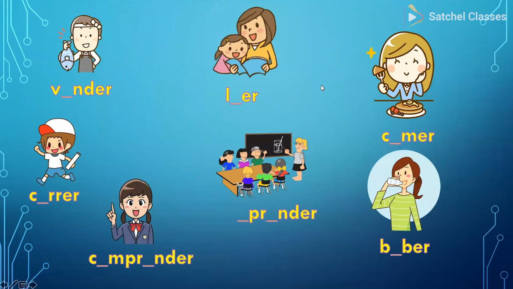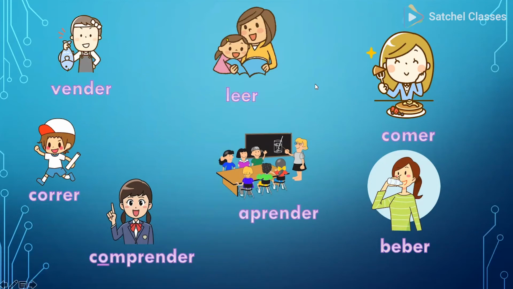How did it go? Let's see what vowels we're missing. So the first one, vender. Second one, leer, comer, beber, aprender, comprender, correr.